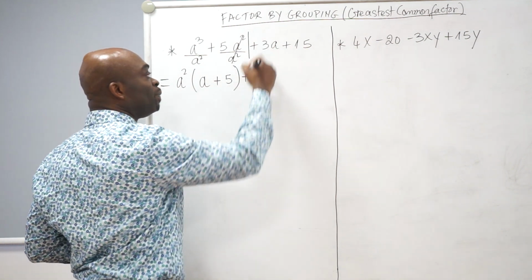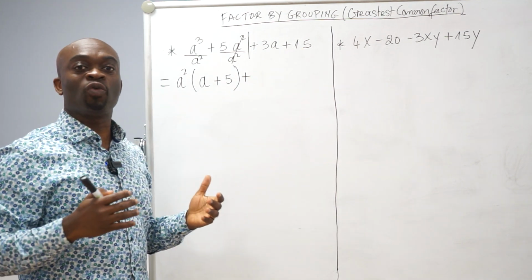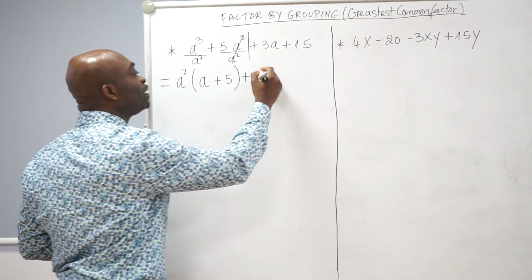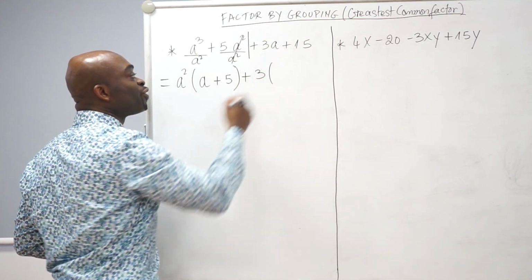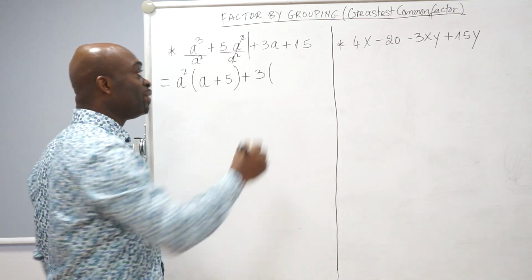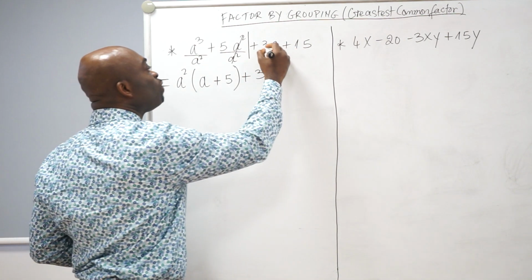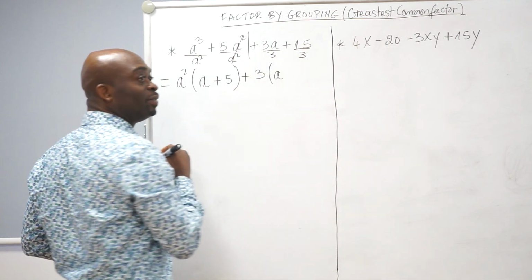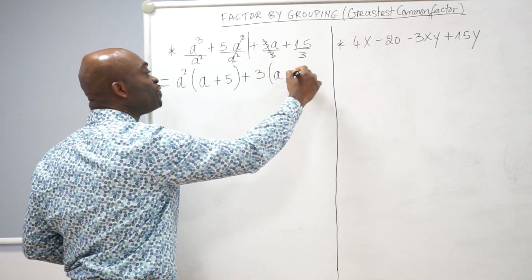So we have to bring down the plus sign. For 3 and 15, which one is going to be the greatest common factor? That'll be 3, because 3 can divide 3 one time, and 15 can divide 3 five times. So once you divide by 3 and 3, you end up with a here because the 3 cross out, and 15 divided by 3 is 5.